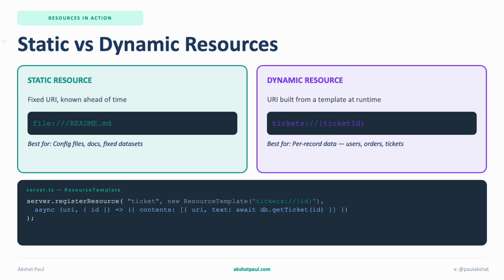Look at the code at the bottom. We use a resource template instead of a plain string URI. The template tickets://{id} captures the ID parameter automatically, and our handler function receives that ID and uses it to query the database for that specific ticket. This pattern, one template, many addressable resources, is what makes resources scale to real production data. You're not hand-registering every record, you're defining the shape of the address space once.